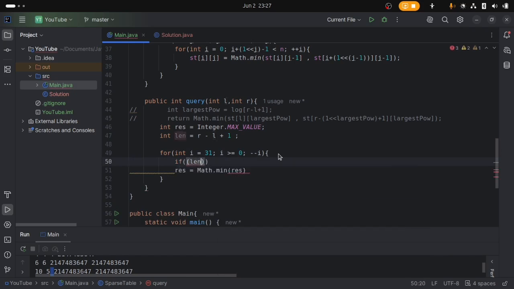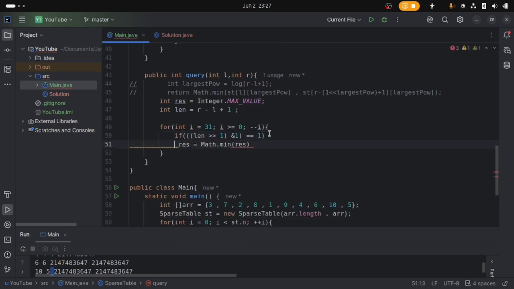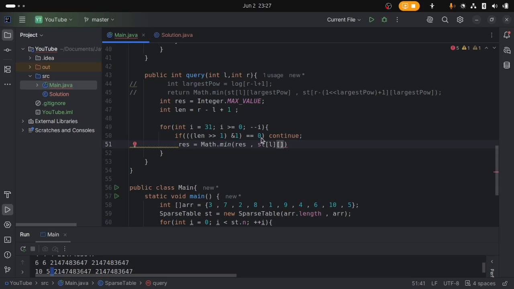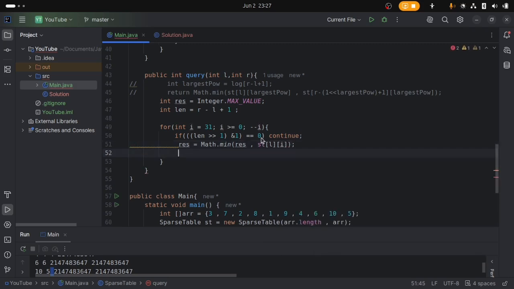if your len left shift by i and 1, this is the thing I don't like in Java, that if statements only evaluate true and false. They don't consider 1 and zeros as true and false values. If it is equals to 0, so that power, we don't have to include that power. Else what you have to do simply st of your current l and the power considering is i. That simple it is. And you have to move your l also.